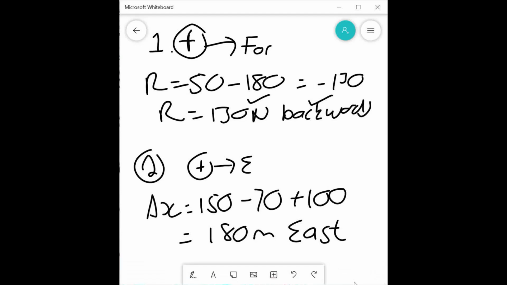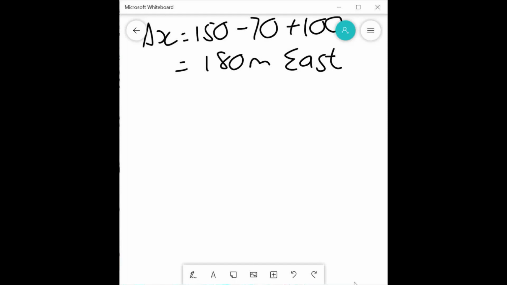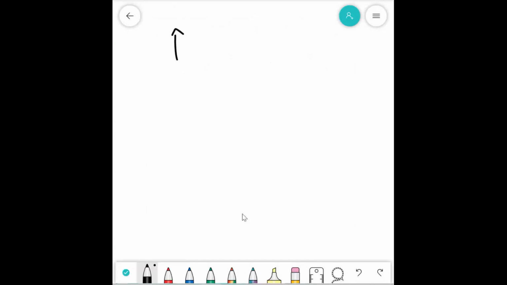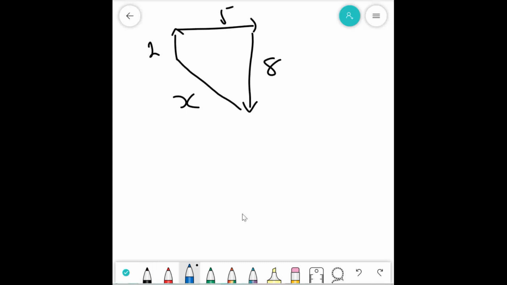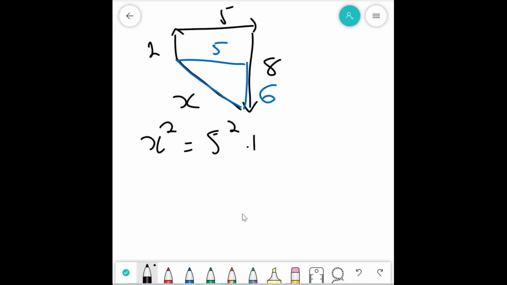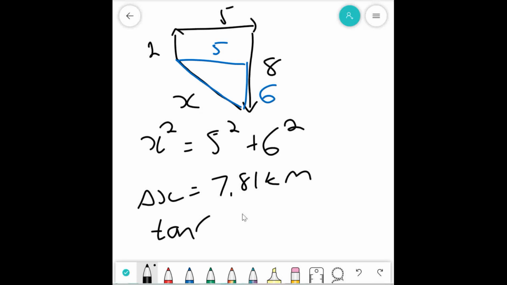Number 7 is a bit more complicated and it's a lot easier to draw a diagram. It says a drone at point P is flown 2 kilometers north, 5 to the right or east, 8 down, and they want to know the resultant. If you go 2 kilometers up and 8 kilometers down, what you really have gone is 6 kilometers down. The triangle is then 5 by 6. You work out your change in x: 5 squared plus 6 squared, square rooted, which gives you 7.81 kilometers. To work out the angle, tan is 6 over 5, which gives you 50.19 degrees.